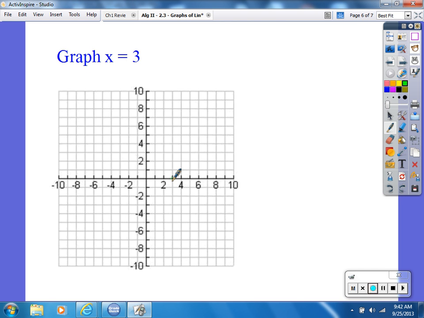Wonderful. X equals 3, straight up and down. And Tiffany, the slope is undefined. That's right. Any questions? All right, that is the end of our lesson.